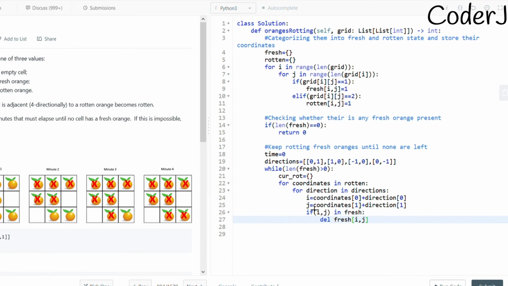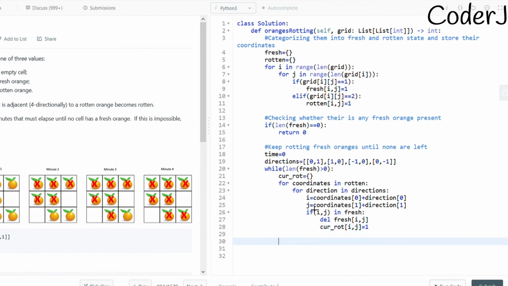If they are neighbors of the rotten orange, then after 1 minute they will get converted into the rotten state, right? So delete them from the fresh ij, and add them into your cur rot, because you need to check whether you have actually converted any of the new fresh oranges into the rotten state. So cur rot ij. Okay, I think I am done now.